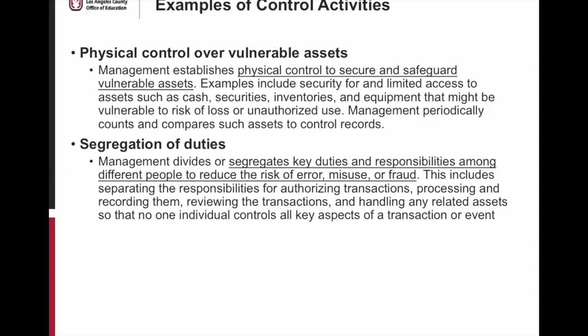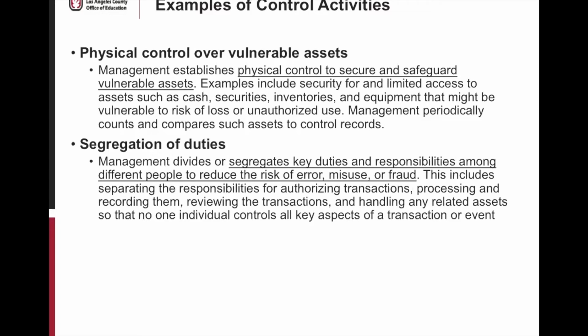The next is segregation of duties. Segregation of duties is critical to avoid waste, fraud, and abuse. Okay? Segregating duties and responsibilities among different people reduces that risk. And that means you're separating who authorizes transactions from who processes them, from who records them, from who reviews them, who does all those things. So not one individual controls key aspects of a transaction or event.